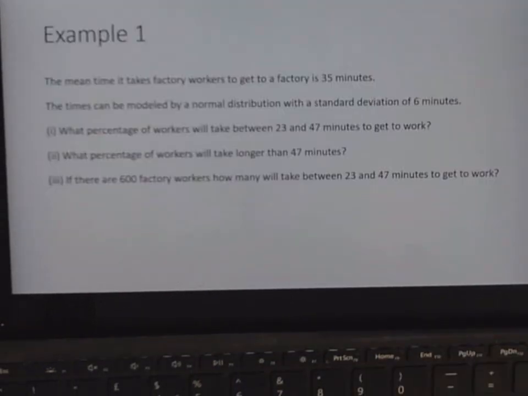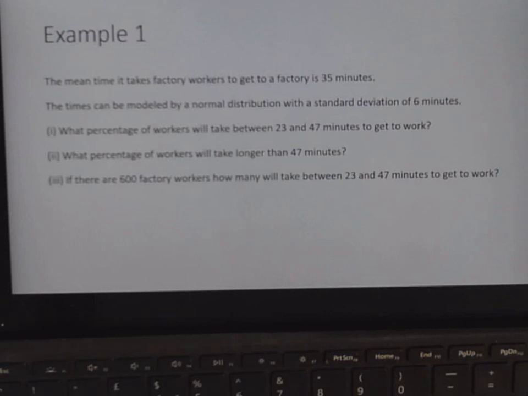Right, okay. The mean time it takes factory workers to get to a factory is 35 minutes. So we have the middle number, 35. The times can be modelled by a normal distribution, so that means we can use the empirical rule, with standard deviation of 6. So the steps are 6 up, 6 down. What percentage of workers will take between 23 and 47 minutes to get to work? If you go 35, go down 6, 29, 23 is 2 steps down, isn't it? And 47 is 2 steps up. Yeah, 2 steps down, 2 steps up.